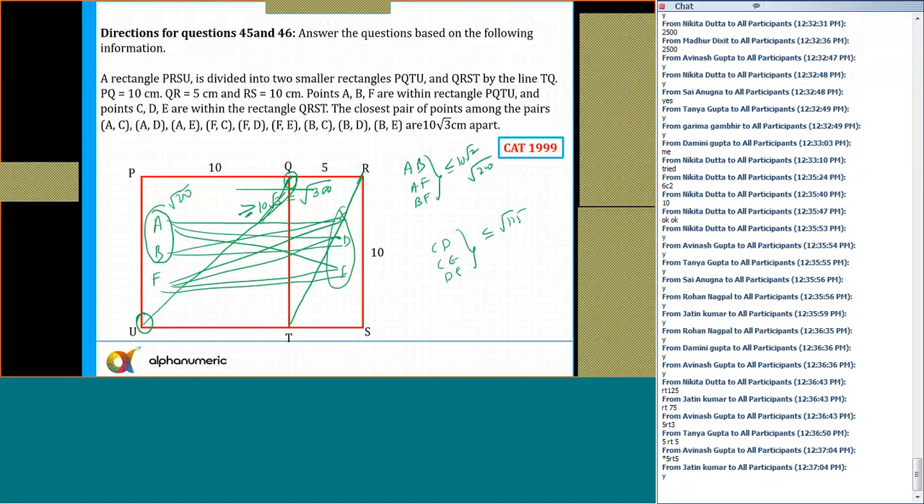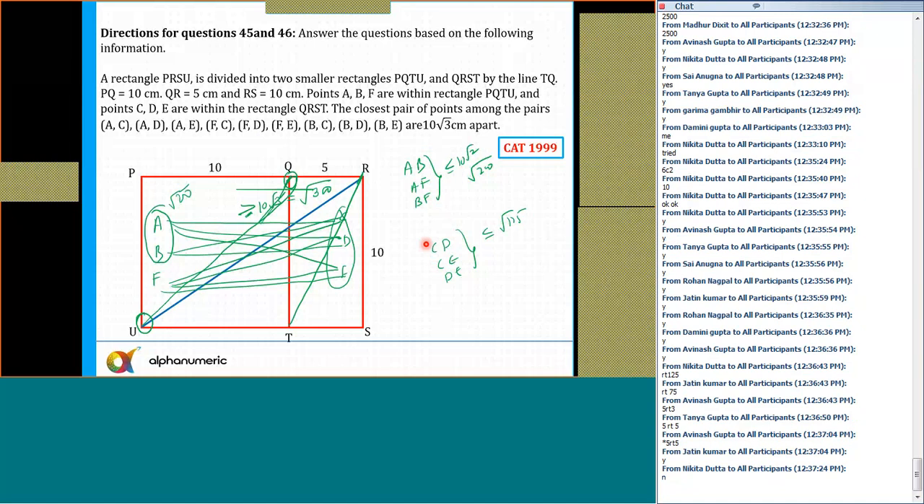And from one rectangle to another rectangle, the minimum distance between points is 10 root 3. So we know these are the 9 pairs, and these are the 6 possible pairs. So 9 plus 6 comes out to be 15. Any doubts to anyone? Please tell me now.